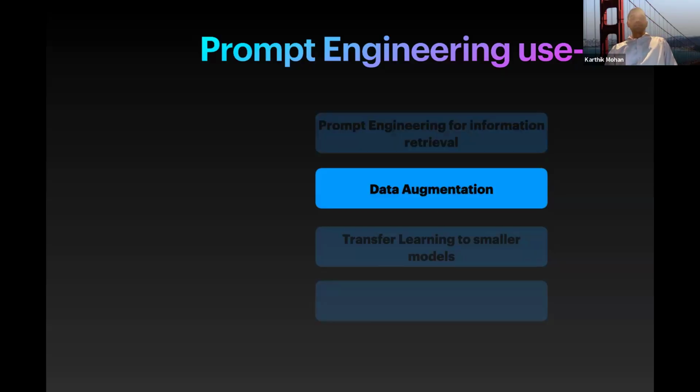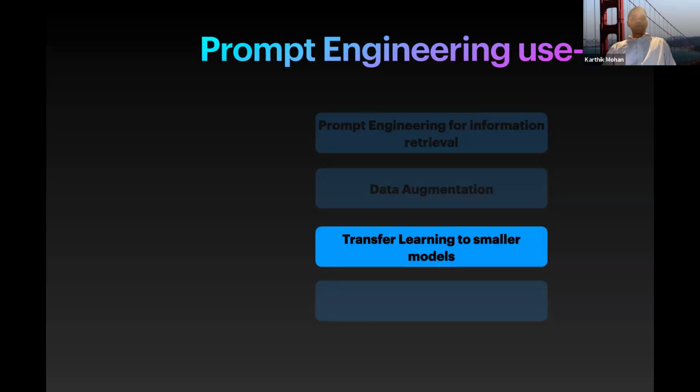And then you can also use it for data augmentation. We spoke about this last time as well. You can augment your data sets, expand your data sets, create synthetic data sets. You can also do transfer learning to small models using large LLMs. We also spoke about this, when you have a large parent model and a student model, you can use the information from the parent model to inform the student model. And prompt engineering would come in here in terms of data annotation to train the smaller model.